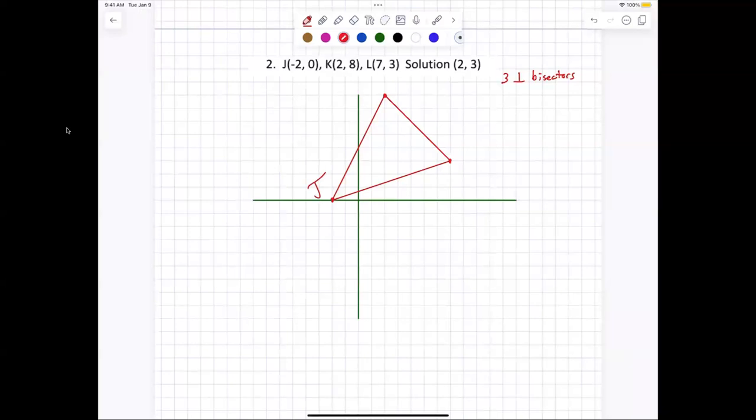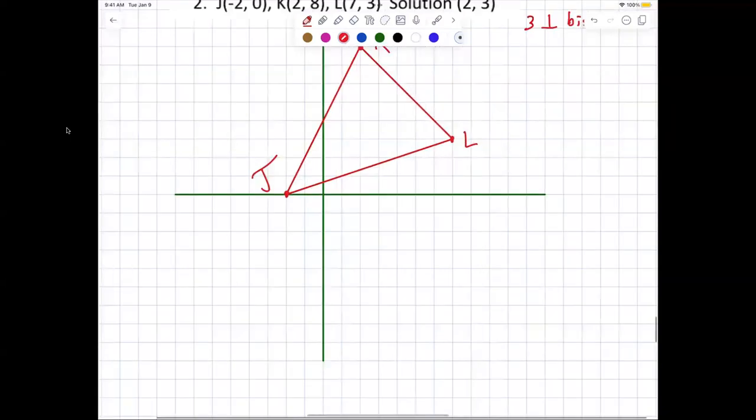So if this is J, this is K, and this is L, let's go ahead and find the midpoint of JL. Let's do JL first. If I find the midpoint, 2.5 and what? Let's go 2.5, 1.5. There we have it. So that is the bisect part of it. Now I need to do the perpendicular part of it.